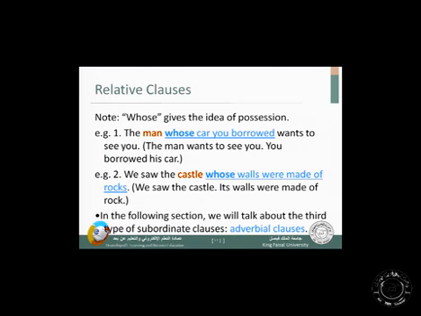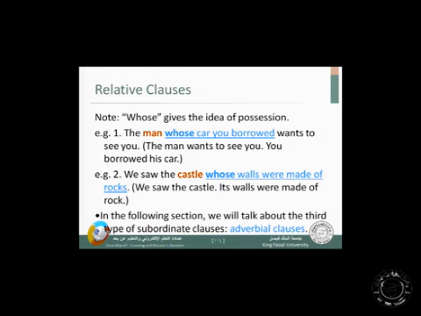And whose can be used with both personal and non-personal antecedents. So we can use it with both humans and, of course, objects, places, ideas, anything non-personal. So instead of saying the man, we can say the castle, and we use whose with it as well. For example, we saw the castle whose walls were made of rocks. The walls belong to the castle. These are the castle's walls. This is the relative clause. Whose is the relative pronoun, and it points to a non-personal antecedent, which is castle. So we saw the castle, its walls were made of rock. Its here refers, of course, to the castle, and this is also possessive. It is a possessive pronoun, its.